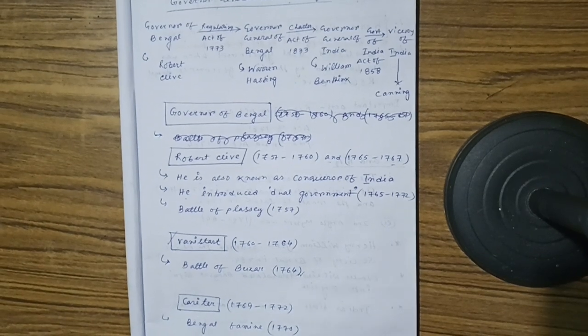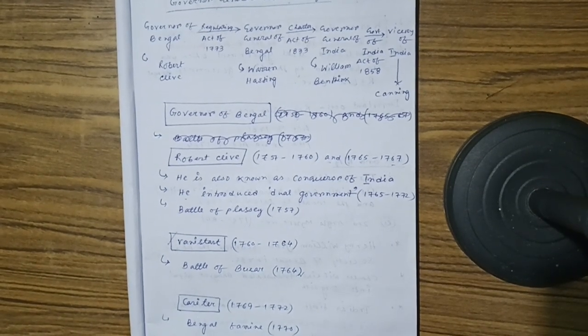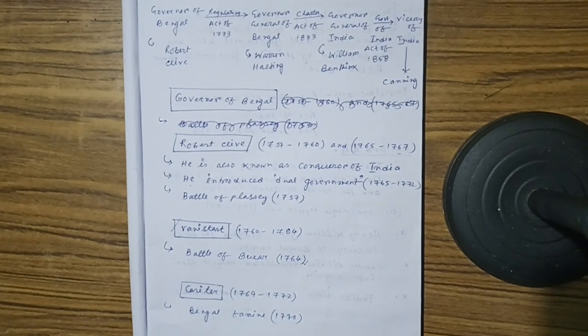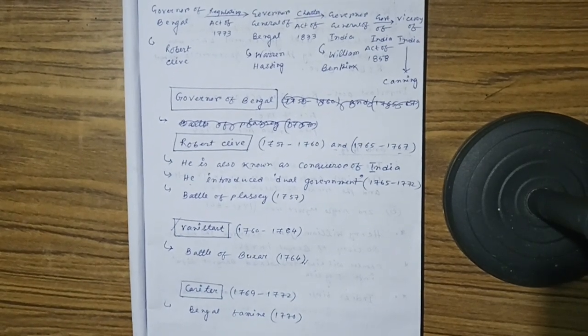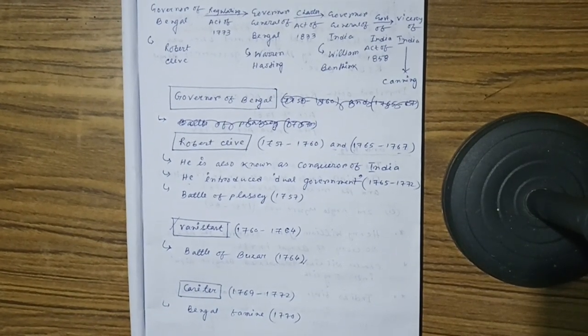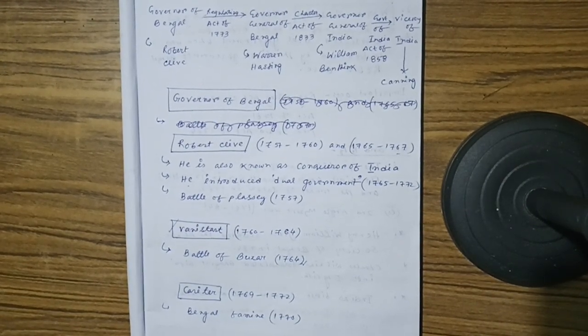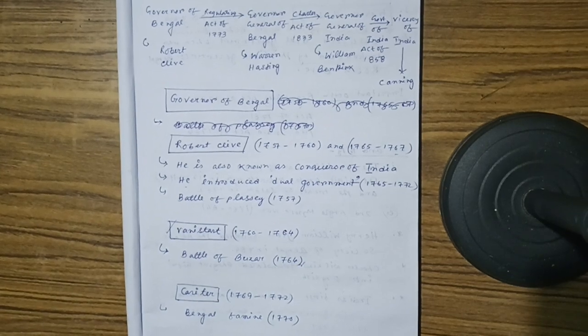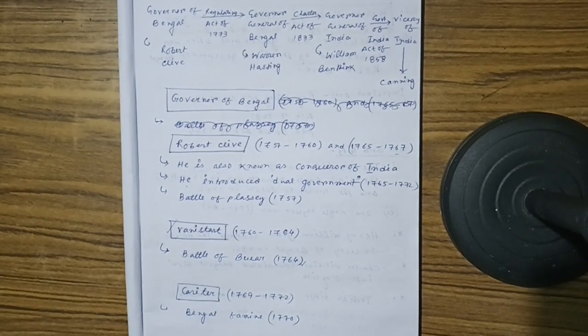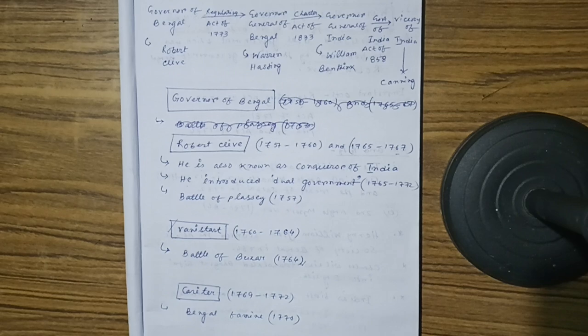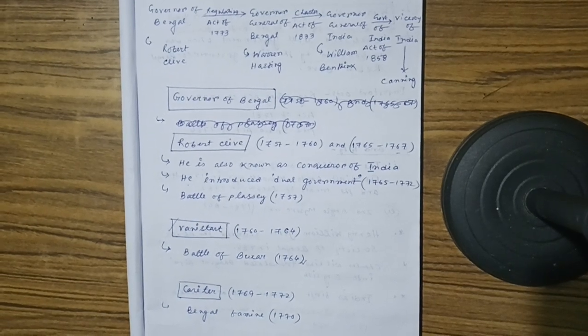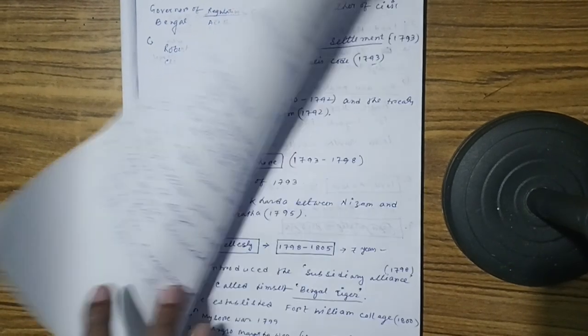The Battle of Plassey took place in 1757. Vansittart, tenure 1760 to 1764. You need to remember this one, that the Battle of Buxar took place in 1764 under Vansittart, and this is very important. Often students get confused between Robert Clive and Vansittart. Next, Cartier, 1769 to 1772. The Bengal famine took place, a disaster, in 1770.